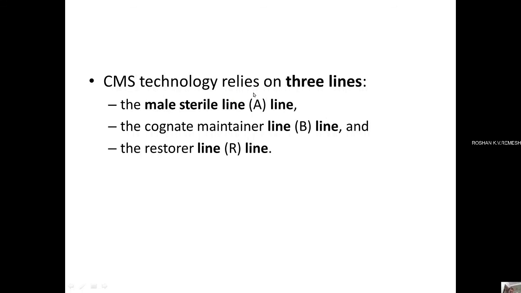The CMS technology relies on three kinds of plant lines. The first one is male sterile lines, the second one is maintainer lines, and the third one is restorer lines.